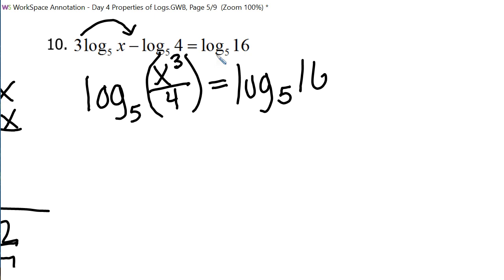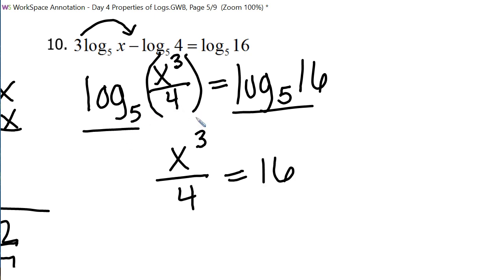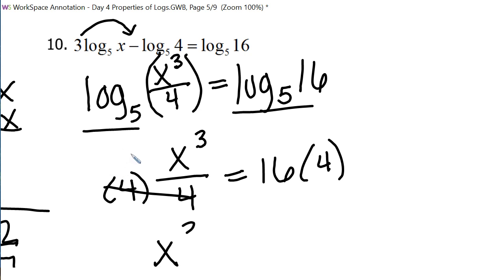So now we've used that property of equality again. So notice we have log base 5, log base 5. So the bases are equal. These values are equal as well. So take x cubed divided by 4. That equals 16. And solving, we need to multiply both sides by 4. So that gives us x cubed equals 64.